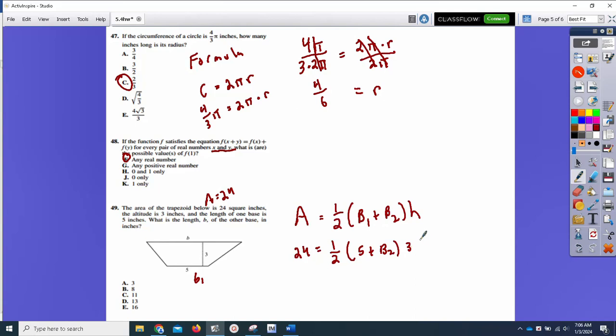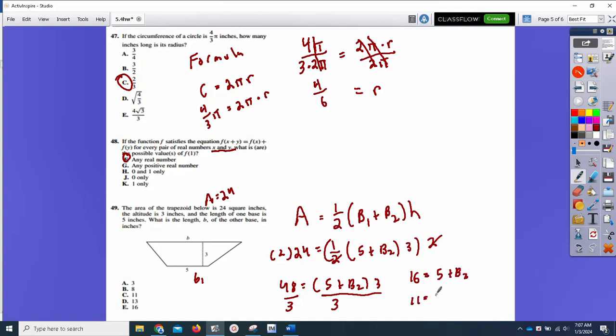It's really not. I'm going to double both sides to cause those to cancel out. It'll give me 48 on the left. The right is 5 plus base 2 times 3. So now I'm going to divide by 3. 48 over 3 should be 16. I get 16 equals 5 plus base 2. And if I subtract 5, I get 11. So base 2 is 11. Simple geometry.